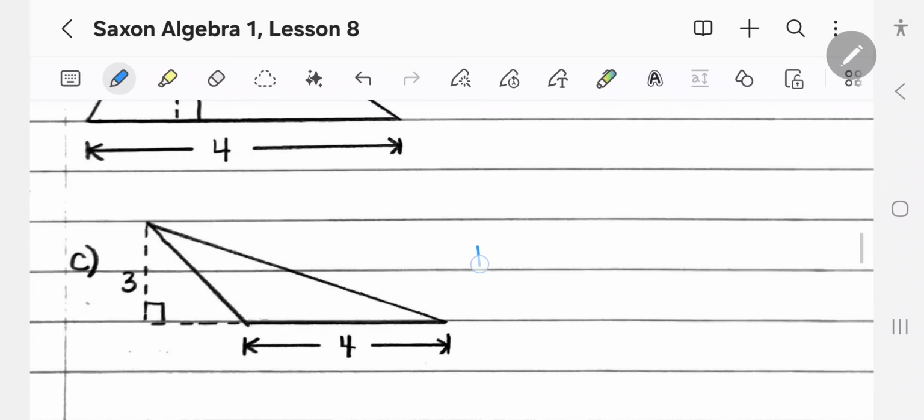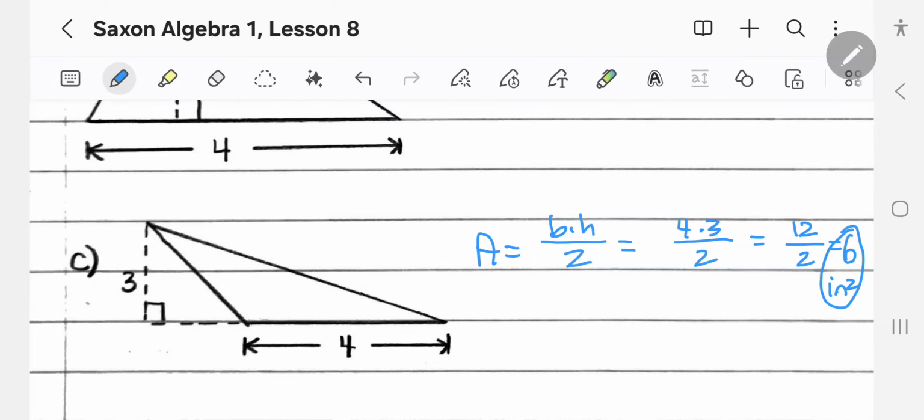C, area is equal to base times height divided by 2. The base here is 4. It's not including this extension because that's not part of the triangle. So the base here is 4. The height is perpendicular to the base, so that's 3. 4 times 3 is 12, divided by 2 is 6, and that's square inches.